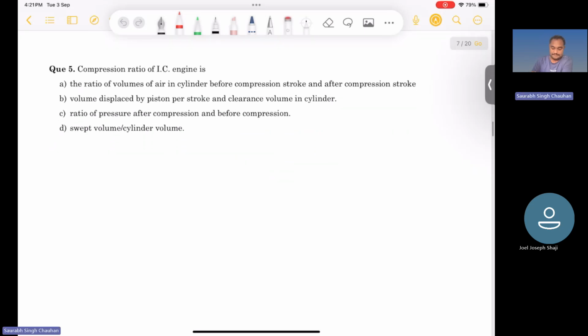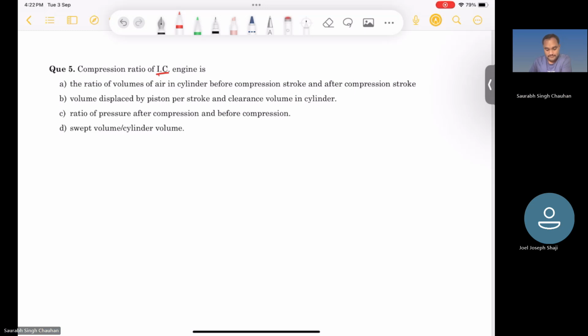Question number 5. It says, compression ratio of an internal combustion engine, IC engine, is what? So there are 4 options. First option says the ratio of volumes of air in cylinder before compression stroke and after compression stroke. Part B says volume displaced by piston per stroke and clearance volume in the cylinder. Part C says the ratio of pressure after compression and before compression. And last part says swept volume to the cylinder volume.